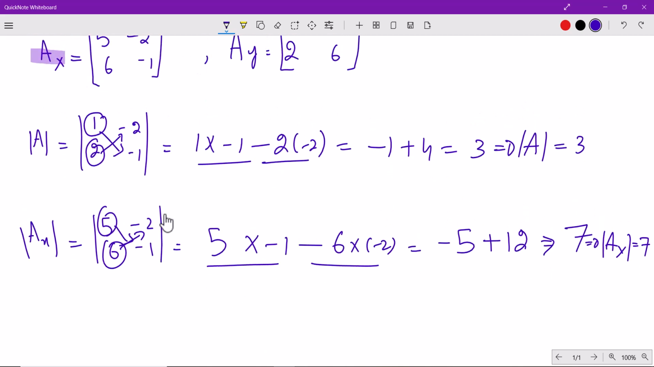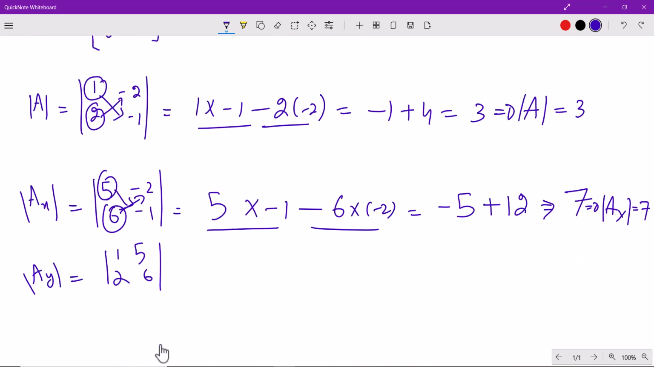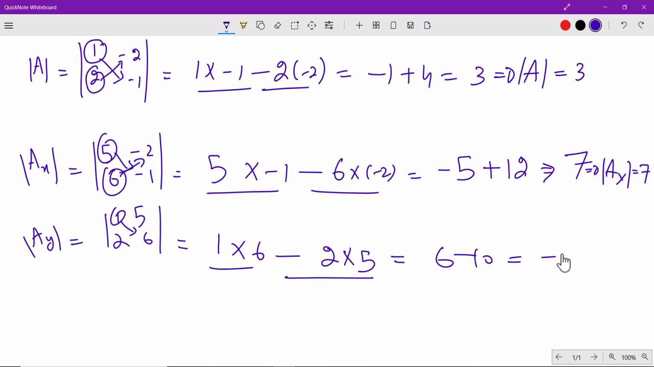Then find the determinant of Ay, which is equal to 1, 2, 5 and 6, which is equal to 1 multiply 6 minus 2 multiply 5, which is equal to 6 minus 10, which is equal to minus 4.